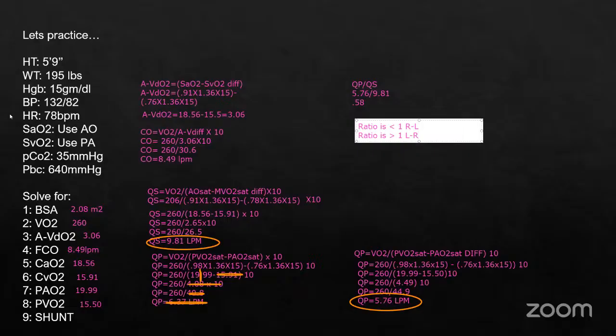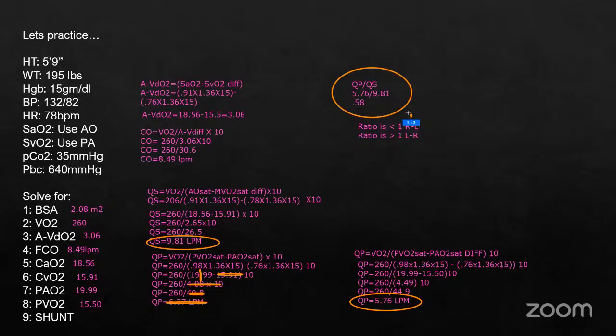So in this case, what's the ratio? The ratio is 0.58. Is that more or less than 1? Less than 1. So if I go down to my next information here, it says if it's less than 1, my shunt is going to be right to left.